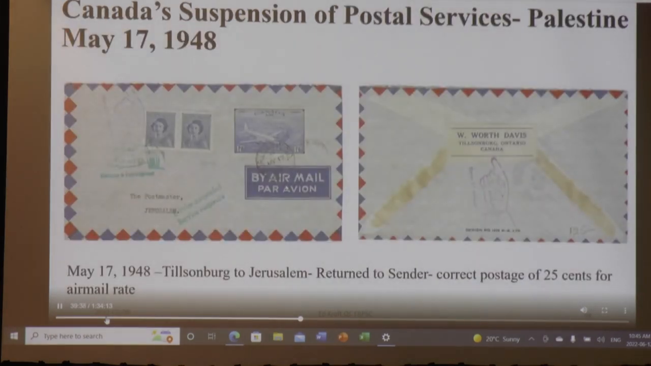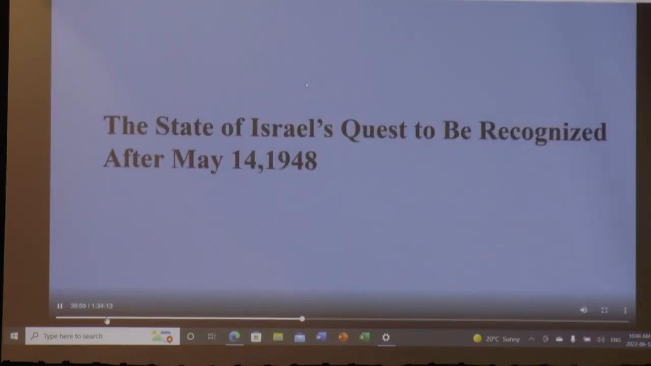Another example of a beautiful piece, 25-cent airmail rate, service was suspended. Return it to the sender, Tillsonburg, Ontario. And this is the postmark for return of the piece, first sent May the 17th, comes back on May the 25th. So we see there's no mail service to and from Palestine, to Great Britain, to and from Palestine in Canada. So what's Israel doing in the circumstances?